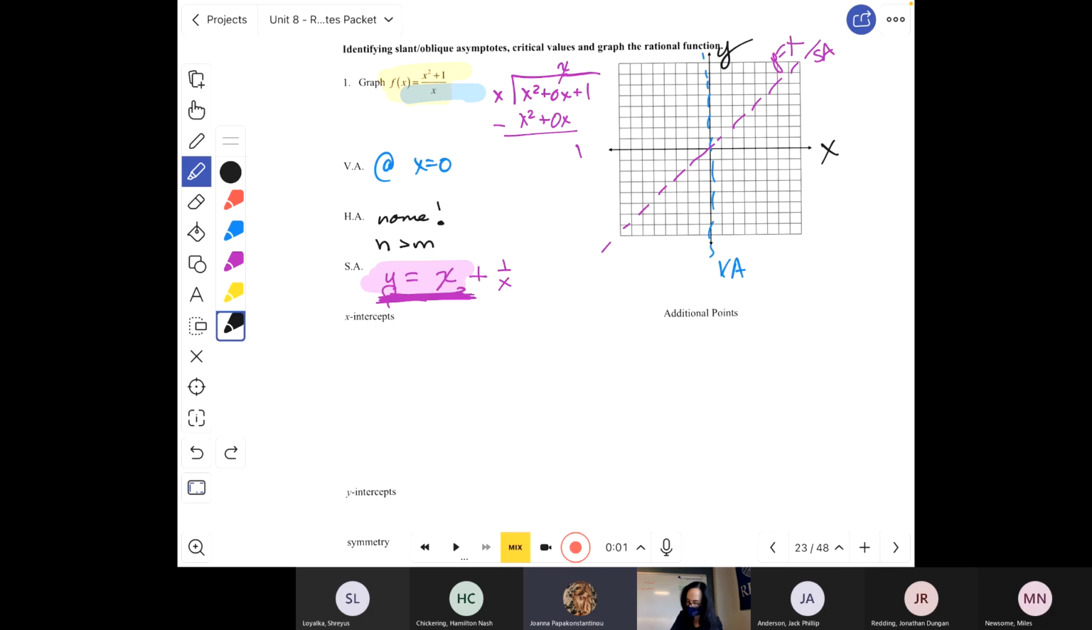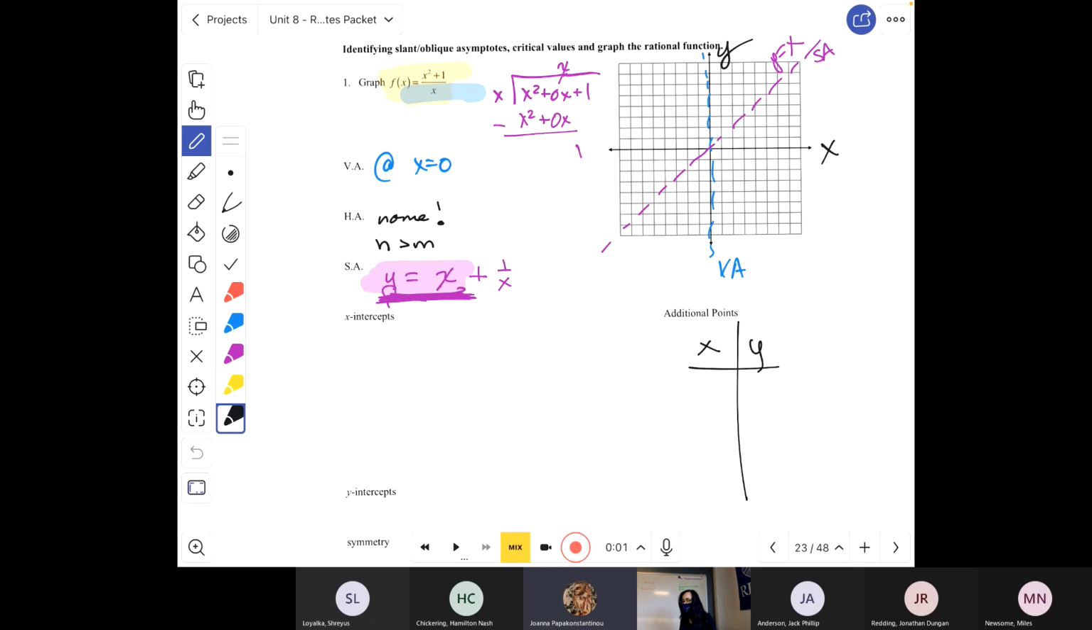So I'm coming up with some additional points. Now, out of curiosity, is there anything else I could easily identify? Yes. Why don't we not worry about that just yet, and let's look at some other characterization, some other critical values.